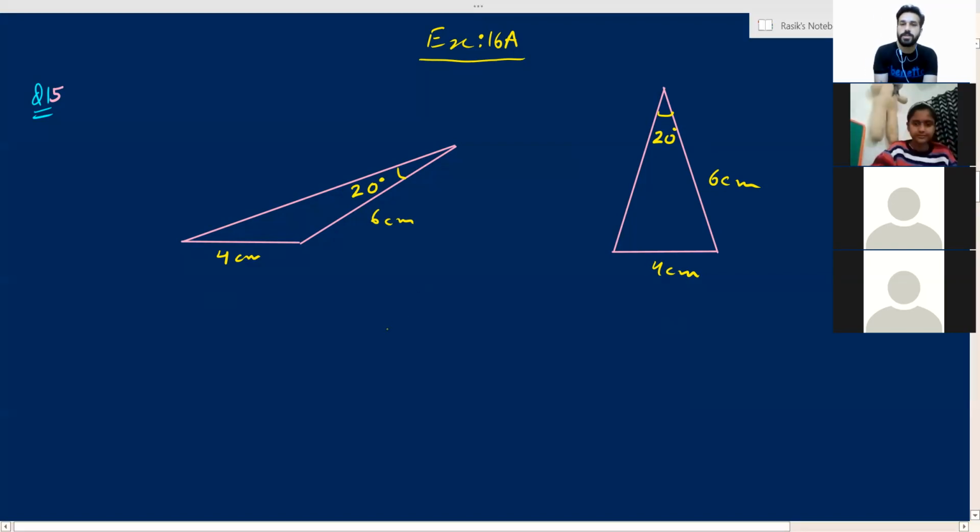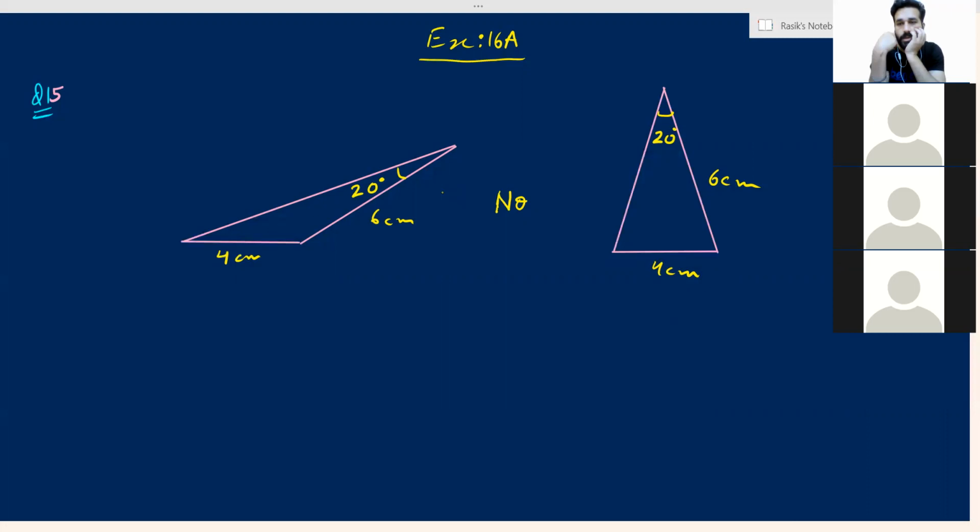Are the two triangles congruent? Answer is yes or no? Yes, all of you, are the two triangles congruent or not? Some say they are congruent, others say no, sir, they are not, because the shape is not definitely same. Yes, the shape is different, but the lengths are same. Shape is different, lengths are same, now correct. So they are not congruent.